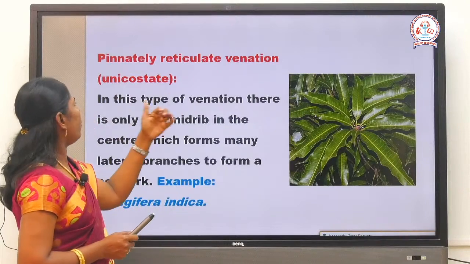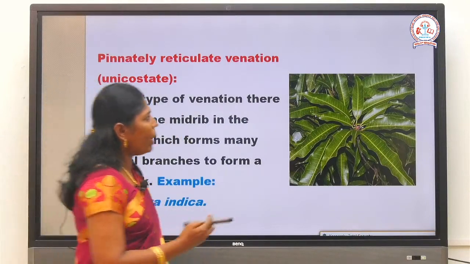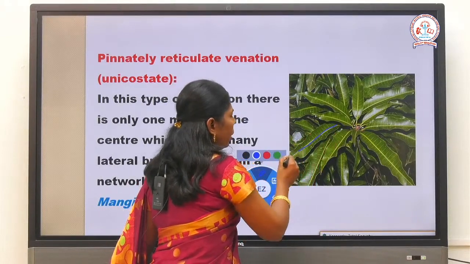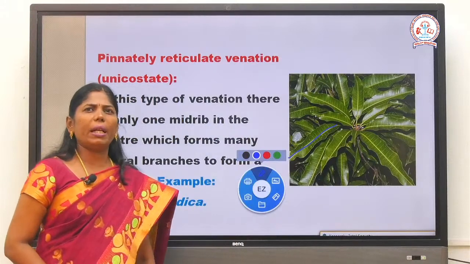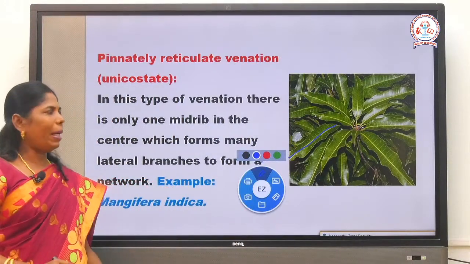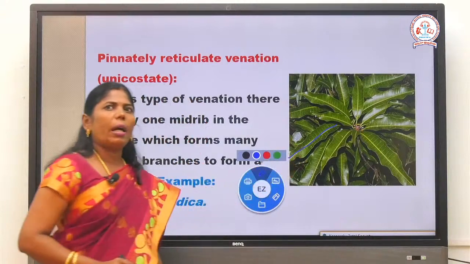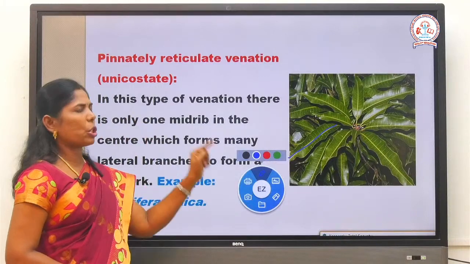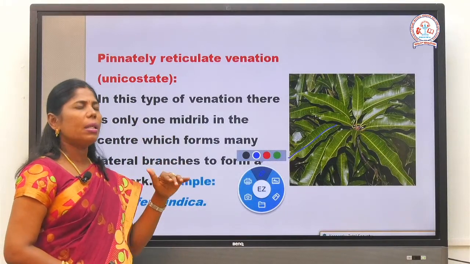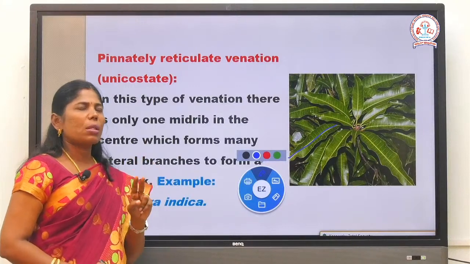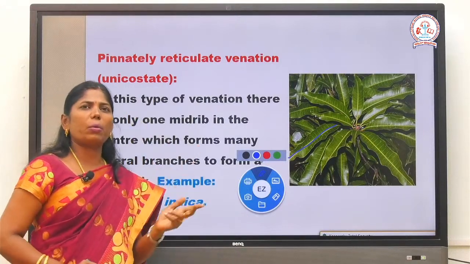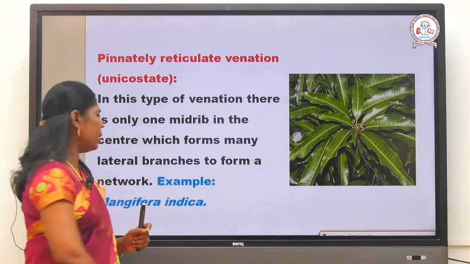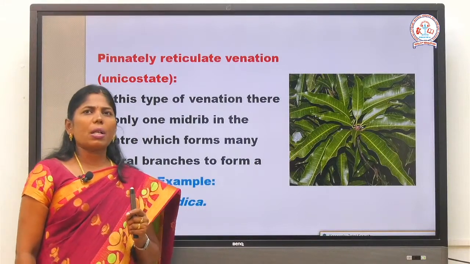So in pinnately reticulate venation, there is only one midrib. இதில பாத்தீங்கன்னா only one midrib is there, okay. So here the lateral veins arise from the midrib. We can see many branches, and the leaf looks like a feather, okay. So that is pinnately reticulate venation. This is under the category. So reticulate venation is divided into two: one is pinnately reticulate venation and another one is palmately reticulate venation. So what are the examples for that? So Mangifera indica, okay. So how many midribs are there?